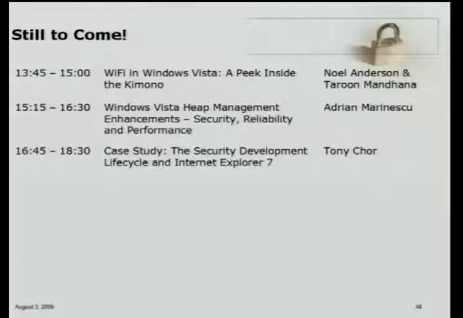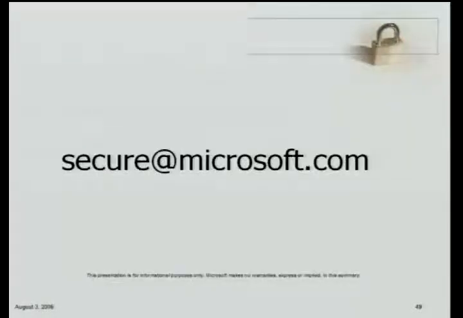And then finally, going almost all the way up the stack to Internet Explorer 7, the things that they've done and how that takes the work that we've done in the networking stack and in this Secure Windows initiative even further. So with that, questions? Yeah.